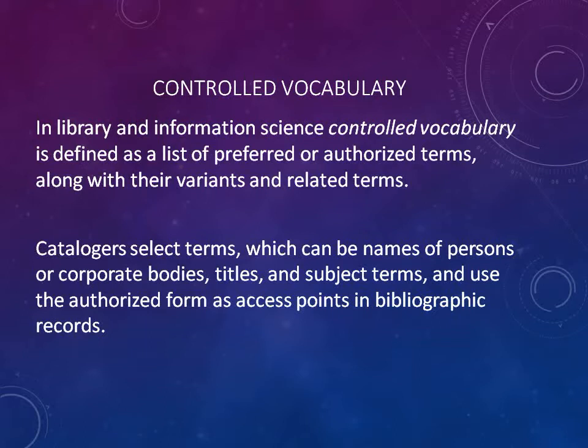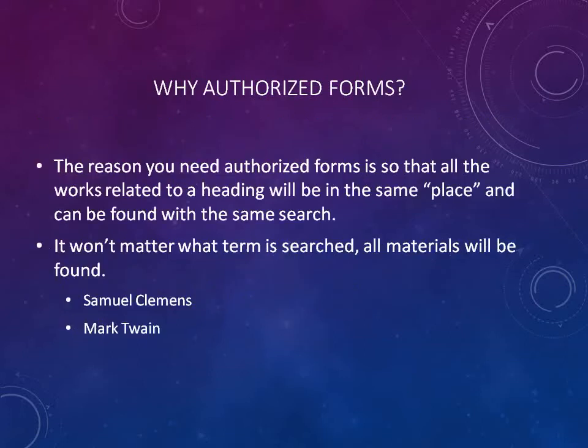Related terms are other authorized terms that are related to each other, things like multiple identities, broader and narrower subject terms. These are called See Also references because they are other terms that will produce search results. Each related term will have its own authority record with that term as the authorized form. When catalogers need to describe a resource, they need to choose an authorized term to use in the access point in a bibliographic record. So why is an authorized form so necessary?